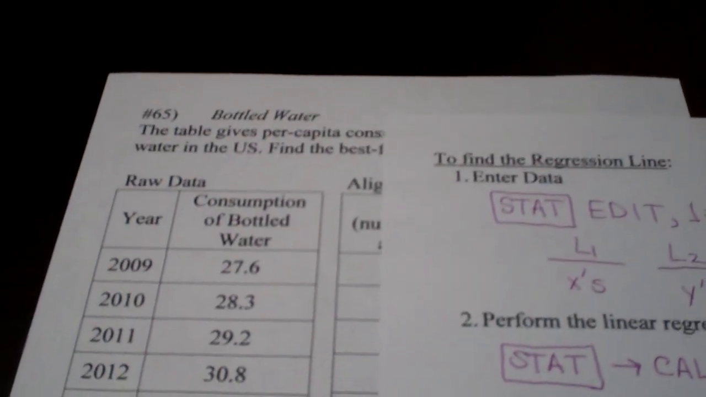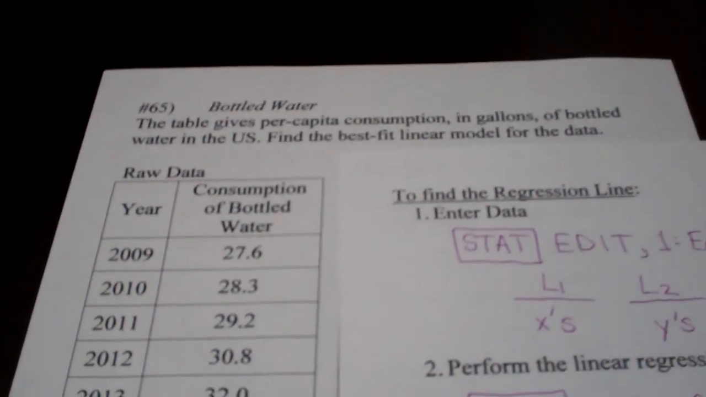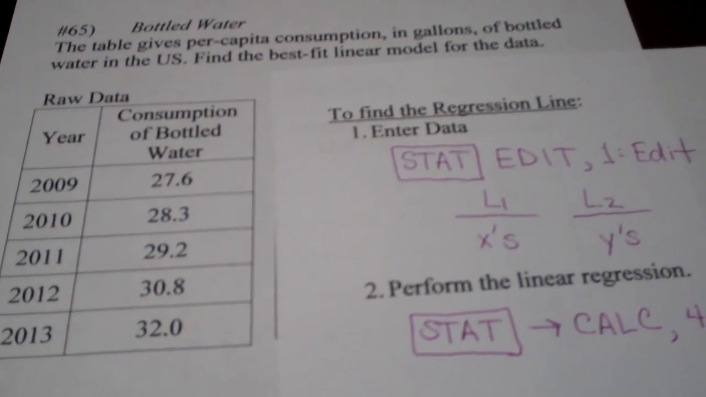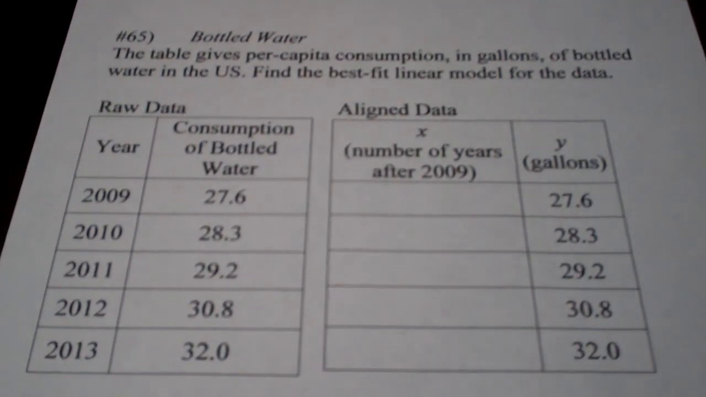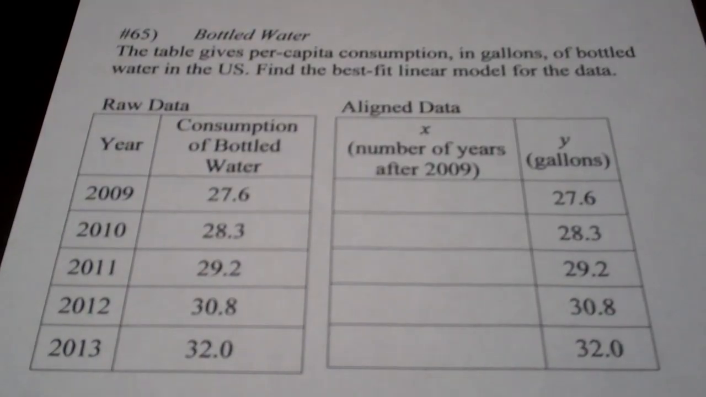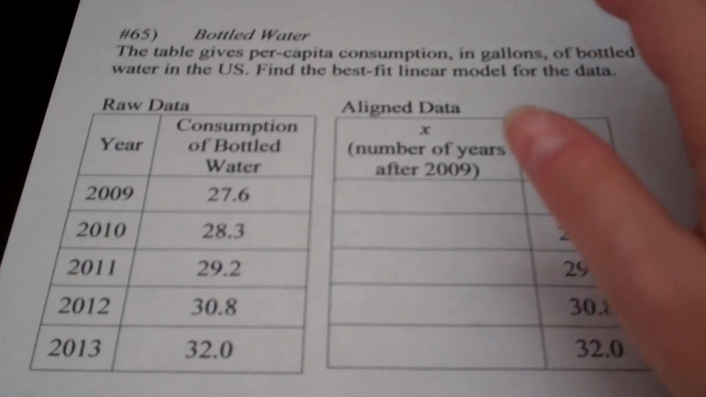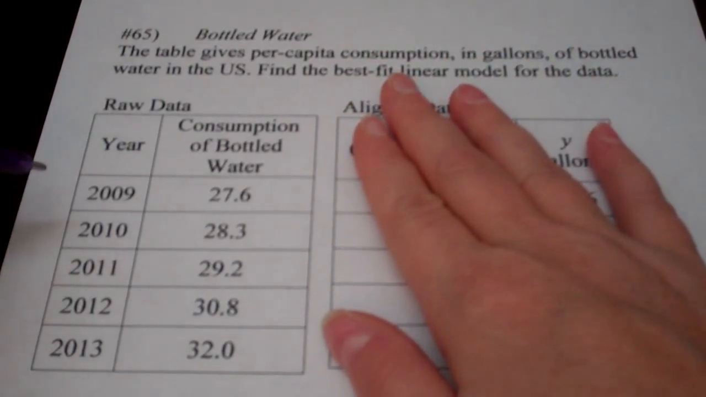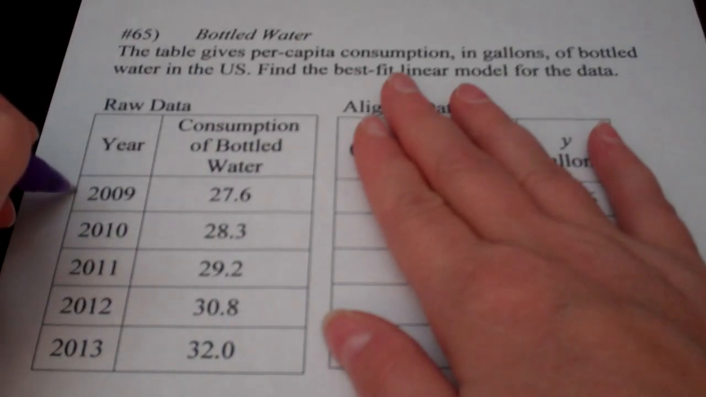Okay, we'll just go with this. So here's an example from your book. It's about bottled water. It says the table below gives the per capita consumption in gallons of bottled water in the U.S. So how much we drink per year. Find the best linear model for the data. We want to check to see if this is exactly linear or approximately linear.